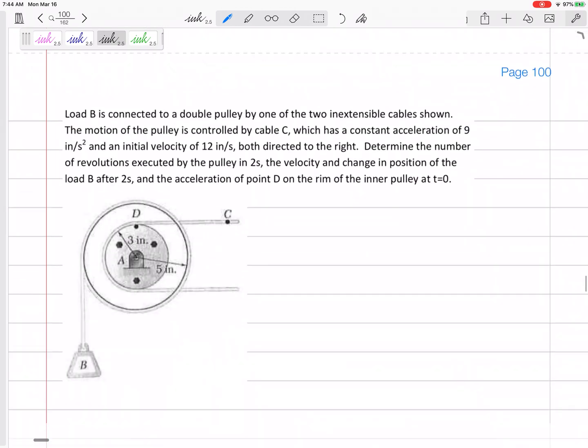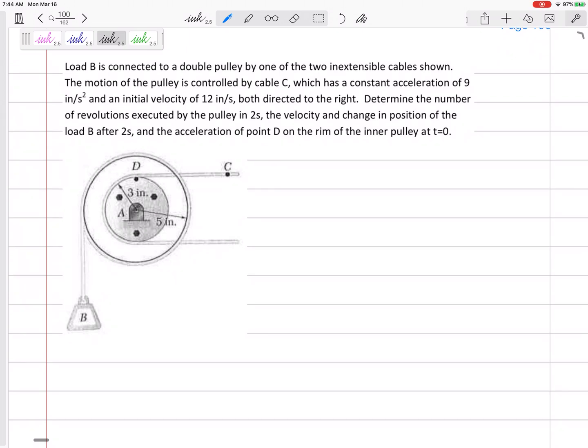All right, let's look at the next problem. Load B is connected to a double pulley by one of two inextensible cables shown. The motion of the pulley is controlled by cable C, which has a constant acceleration, keyword, of 9 inches per second squared and an initial velocity of 12 inches per second, both directed to the right. Determine the number of revolutions executed by the pulley in 2 seconds, the velocity and change in position of the load after 2 seconds, and the acceleration of point D on the rim of the inner pulley at t equal to 0.